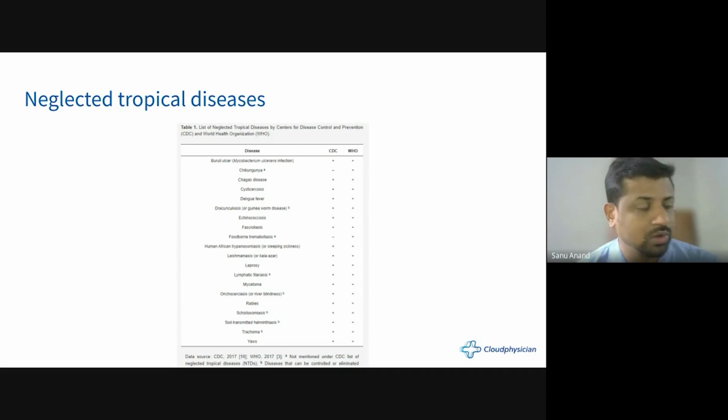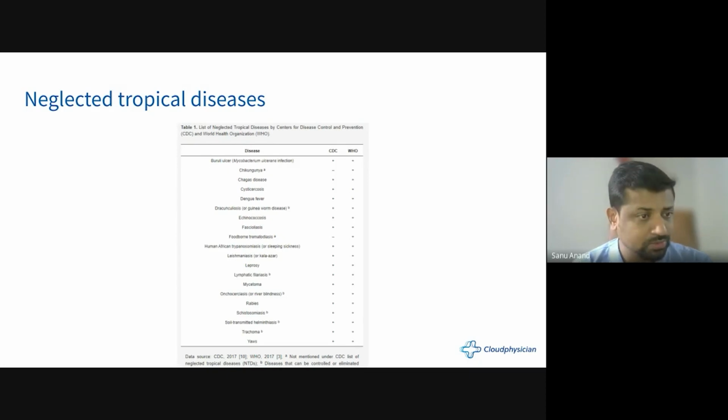Now, this is a good to know list. I'm not going to go into the details of it. Some of them you may not even have seen a single case of in your life, but some of these do exist in Southeast Asian countries, particularly in India as well. Some diseases like Buruli ulcer are not really that commonly found in the Indian subcontinent. It's more like an African disease. But of note, from an ICU perspective, we do get leishmaniasis or Kala Azar almost exclusively in the state of Bihar.